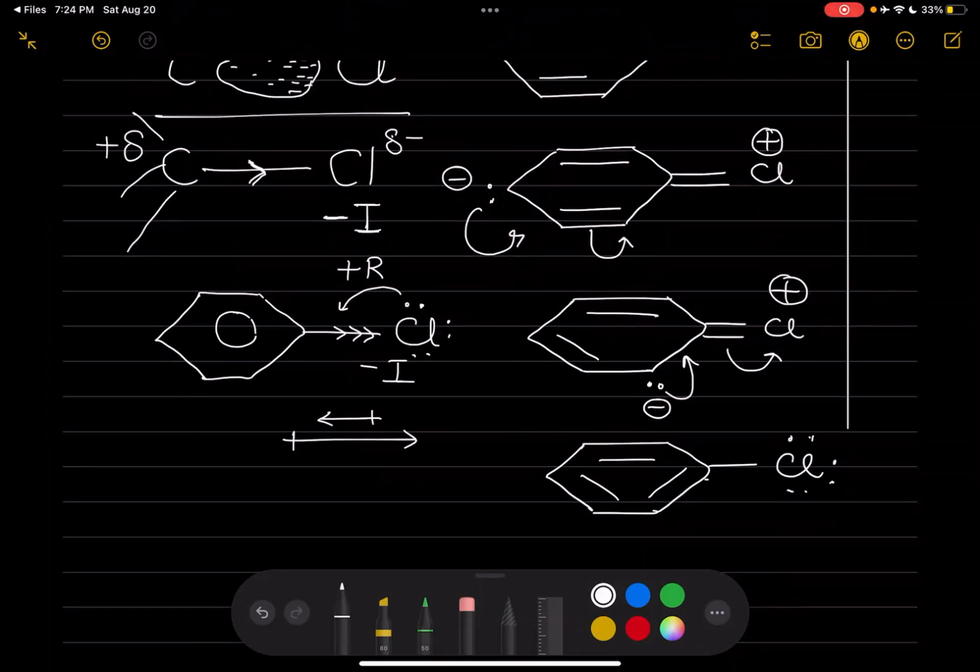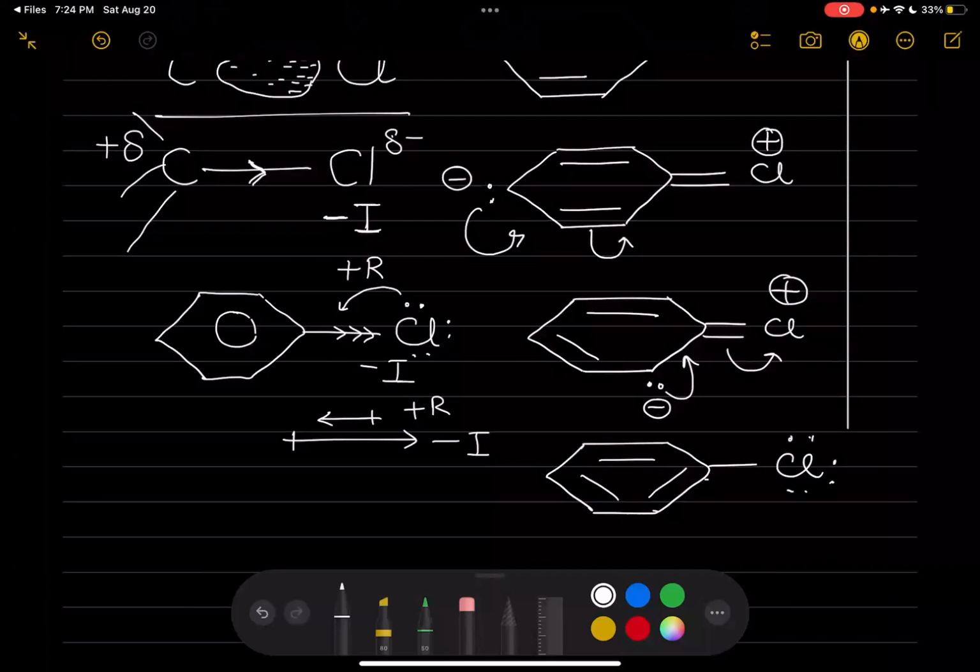In halogens, because they are very electronegative, the minus I effect is more predominant than plus R. One is trying to bring the charges in this direction, another is trying to bring the charges in the opposite direction. Look at the tail of the arrow. This is indicating the plus charge. Okay, right?